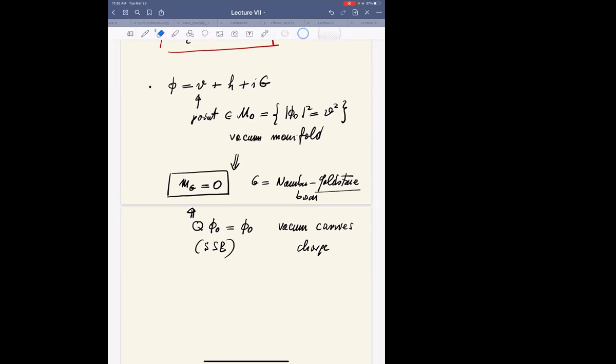And then we also found out that the mass of the Higgs, it's a very interesting particle. I call it Higgs. Sorry, I shouldn't call it Higgs, but just to anticipate, there is a real scalar field whose mass is equal to lambda V square.